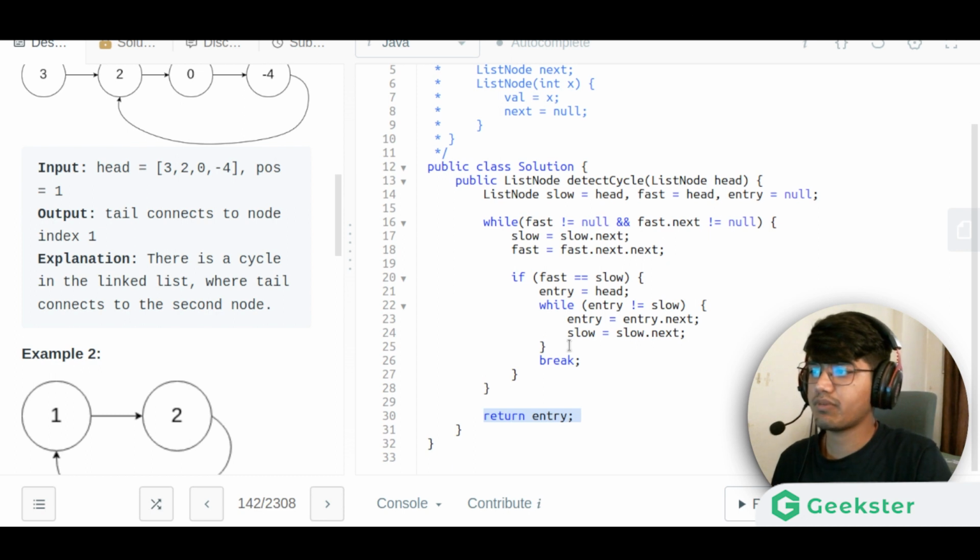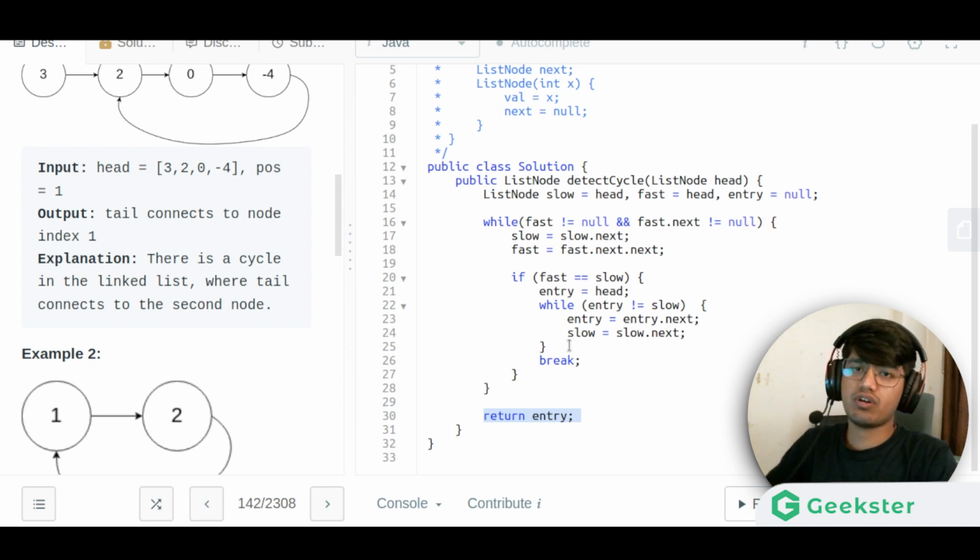So that's the simple approach. I hope there is no confusion at all.